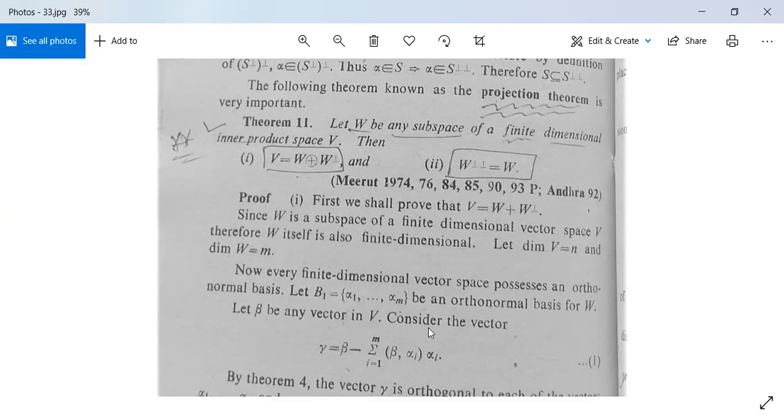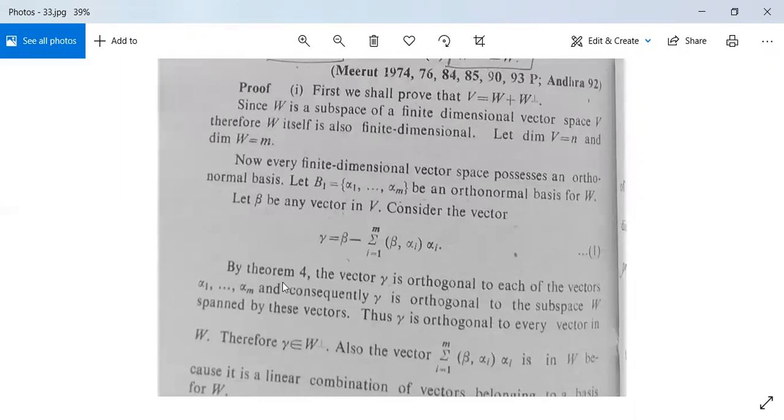And let beta be any vector in V. Now consider the vector gamma equal to beta minus summation i equal to 1 to m inner product beta alpha i, alpha i. By theorem 4, the vector gamma is orthogonal to each of the vectors alpha 1, alpha 2, so on alpha m. हम लोग पीछे देख लिए हैं, तो गामा का इनर प्रोडक्ट निकाल लो अल्फा i के साथ, तो तुम्हें मिल जाएगा 0. And consequently gamma is orthogonal to the subspace W spanned by these vectors. चूंकि हर वेक्टर से परपेंडिकुलर है, तो इन वेक्टर्स से जो सबस्पेस स्पैन हो रहा है उसके परपेंडिकुलर भी हो गया गामा. Thus gamma is orthogonal to every vector in W. Therefore gamma belongs to W perpendicular.